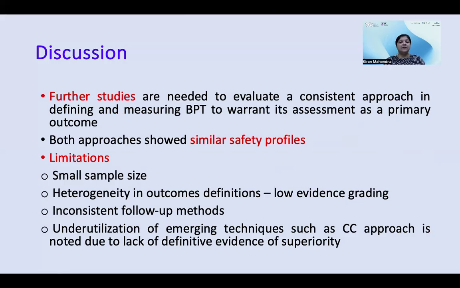The limitations of this meta-analysis are a small sample size, heterogeneity in outcome definitions with low evidence grading, inconsistent follow-up methods, and underutilization of the emerging techniques such as the costoclavicular approach is noted due to lack of definitive evidence of superiority.